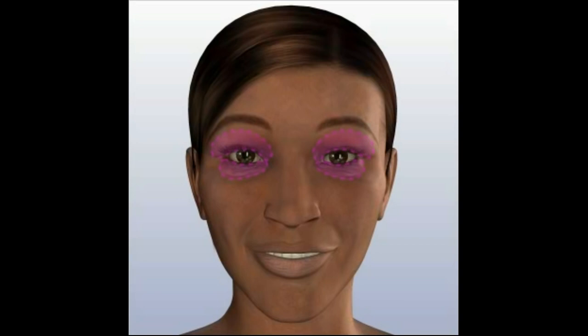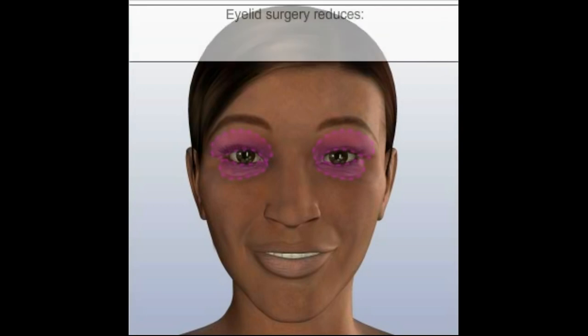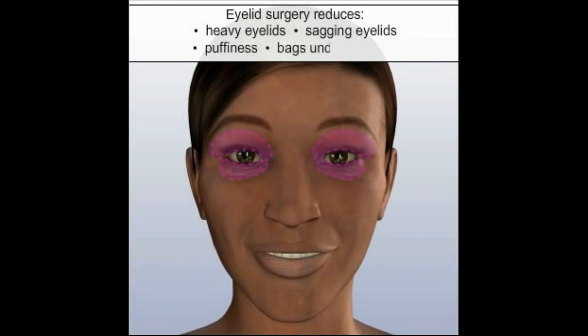The aging process can cause the eyelids to sag and droop, which in combination with bags and puffiness can make you look tired and older than you really are. Eyelid surgery can help freshen and revitalize your face by reducing the appearance of heavy and sagging eyelids, puffiness, and bags.